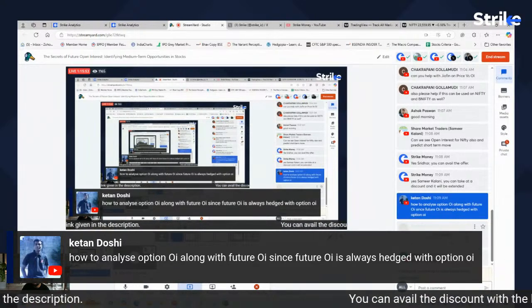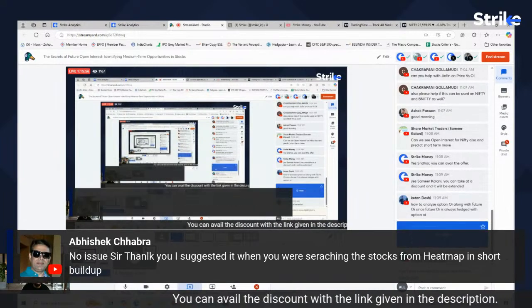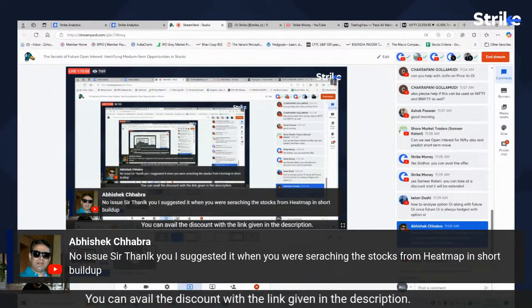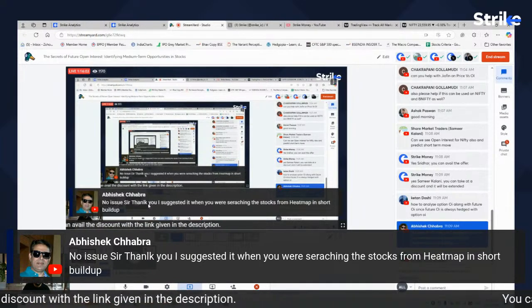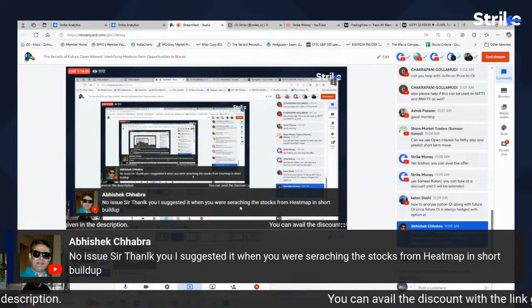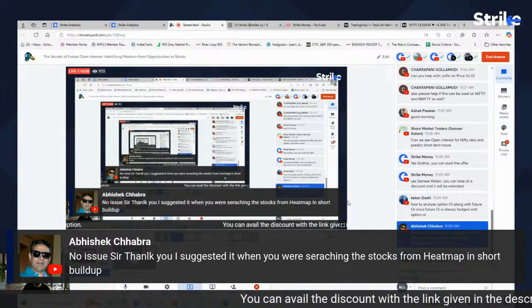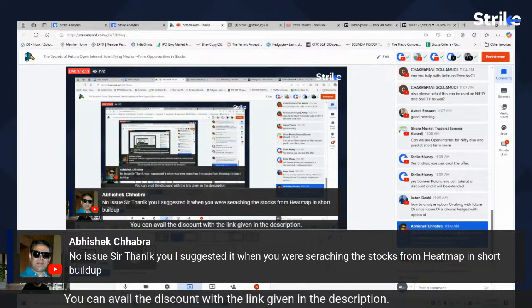So Abhishek suggested, when you search, yeah, so I think yes, you can search the heat map. I'm sure you will get a very good idea of that, but I hope you all understand that there are some rules and regulations that we have to follow.